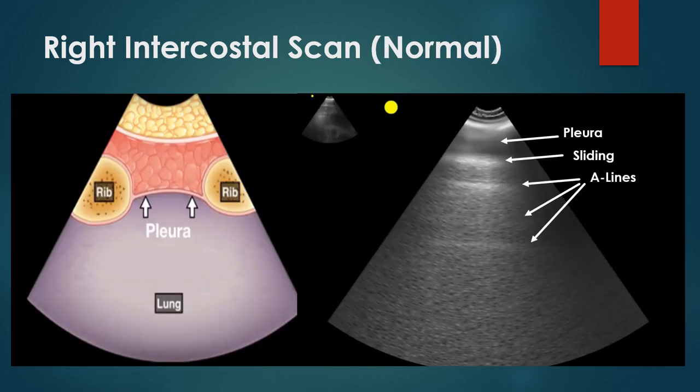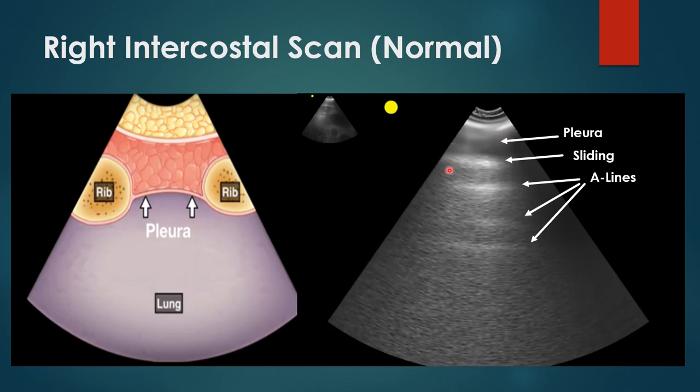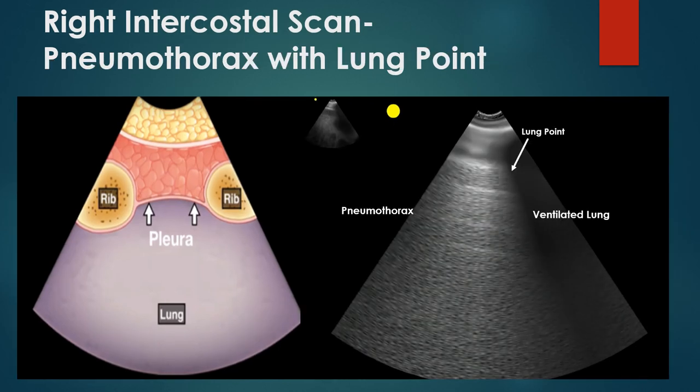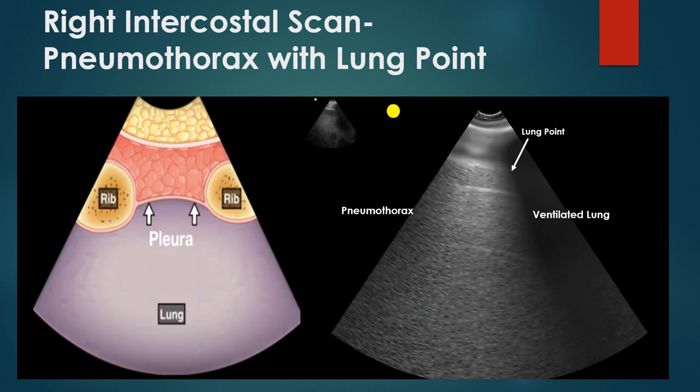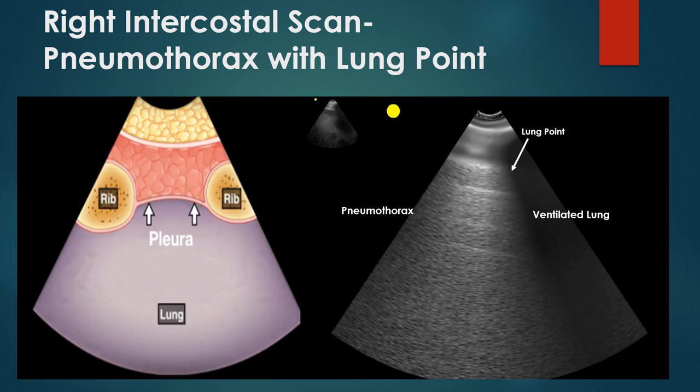Normal scan, again, you've got the nice sliding going on here, parietal and visceral pleura. You've got nice A lines. In the right intercostal scan for pneumothorax, however, as you can see here, you get the lung curtain and you've got a lung point here and you get no sliding whatsoever. That's a very good sign of having pneumothorax. If you can't find the lung point, you probably have a pneumothorax. If you find the lung point, you definitely have a pneumothorax.